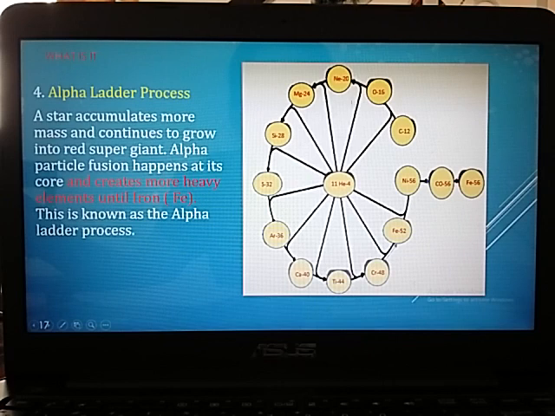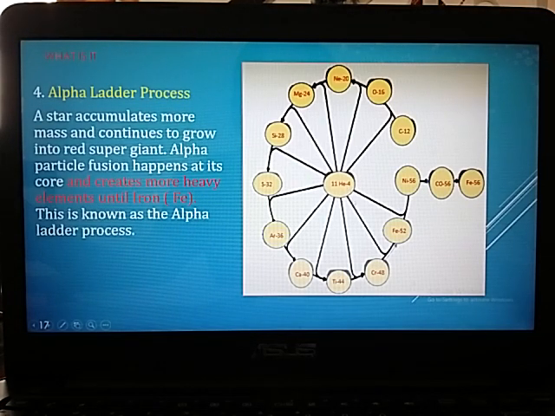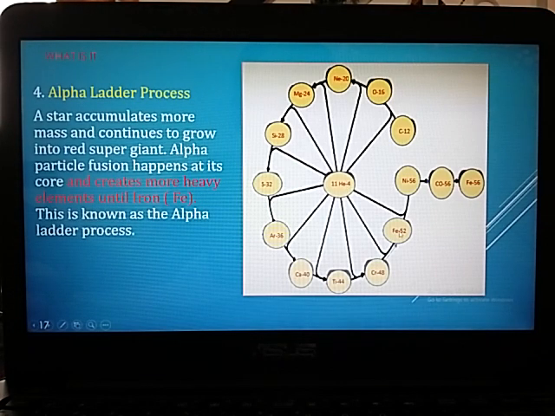16 plus 4 naging 20, is a neon. 20 plus 4 naging 24. 24 plus 4 naging 28. 28 plus 4, 32. 32 plus 4, 36. 36 plus 4, 40. 40 plus 4, 44. 44 plus 4, 48. 48 plus 4, 52. 52 plus 4, 56. And so on and so forth.